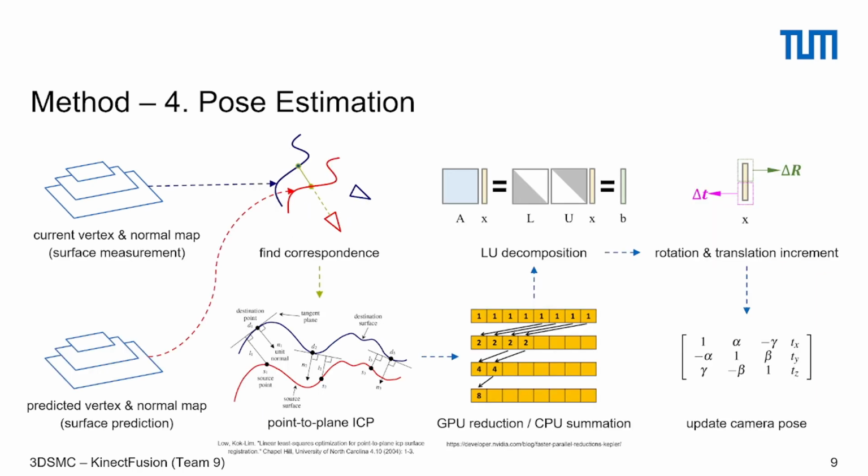In the fourth module, pose estimation, we take the current maps from surface measurement and predicted maps from surface prediction as input. Then we find the correspondences between these two kinds of input by filtering the distance between vertices and the angle between normals. Afterwards, we apply point-to-plane ICP to calculate the contribution of each correspondence to the pose increment, and use GPU reduction or CPU summation to obtain the final result. Finally, we calculate the LU decomposition to get the rotation and translation increment and update the camera pose.